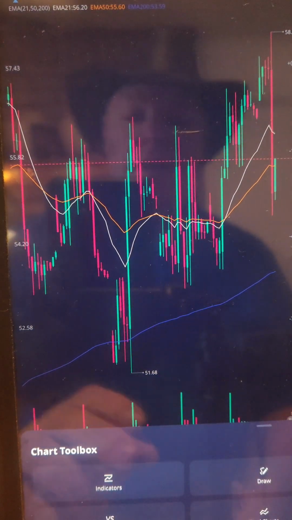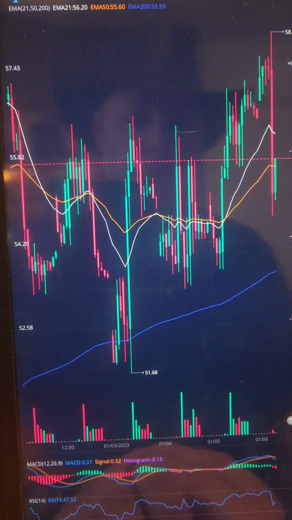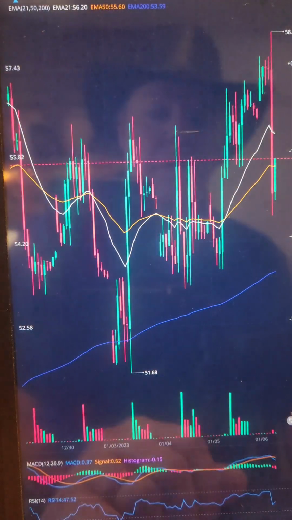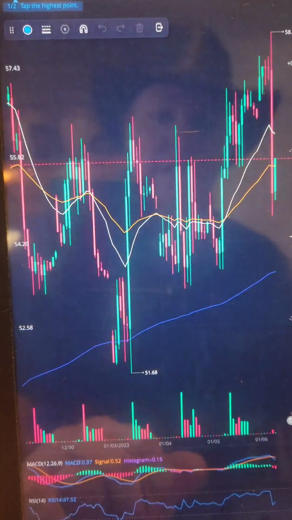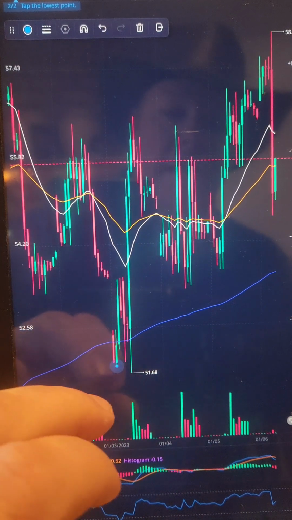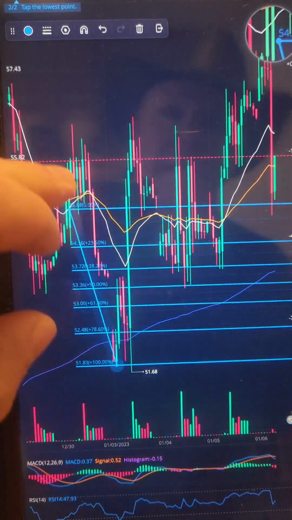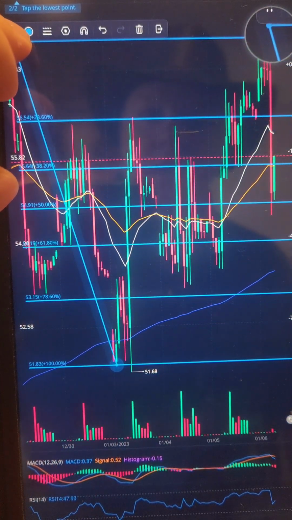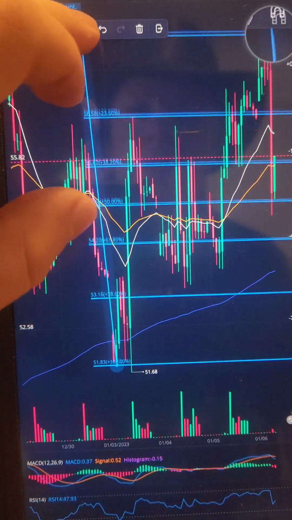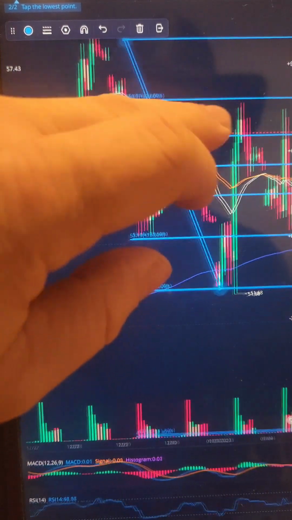Simply go over here to find your Fibonacci. Go over here to the 4 squares right here, pull up our drawing tools, Fibonacci retracement, and then we're going to just place a point right here, and then pull up. Here we go. Let's see here where we want to be at. Let's look at it right about, let's see if that's about right.